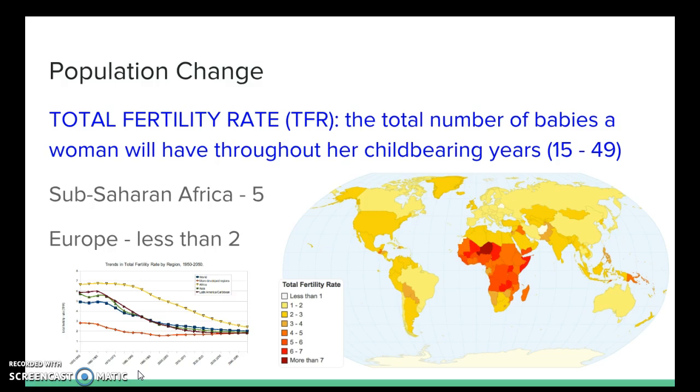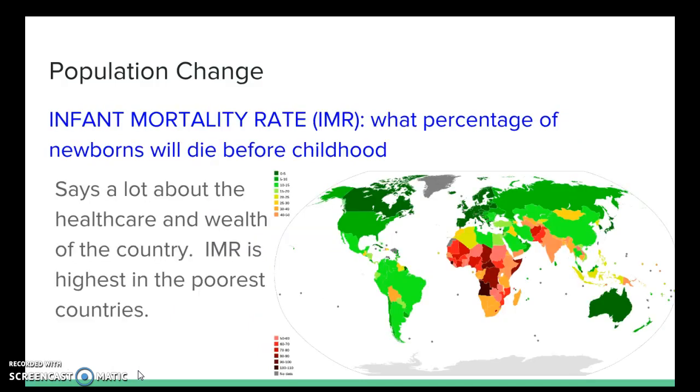And one of the main reasons why you see it go down is because of the infant mortality rate. This measures what percentage of newborns will die before they reach childhood. So in the first couple of years of life, what percentage of newborn children will die? Which is a really sad and depressing statistic. Nobody really wants to think about dead babies, but it has a huge impact.